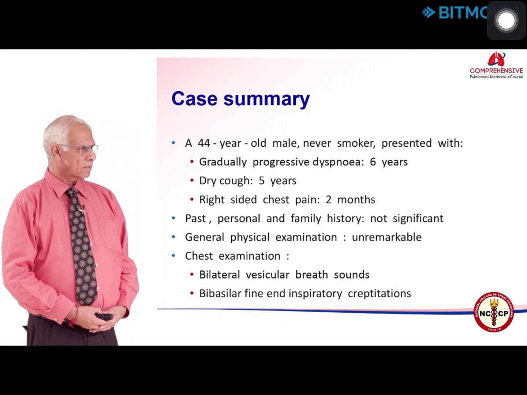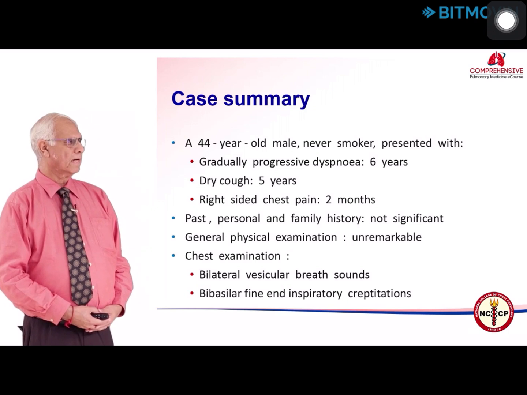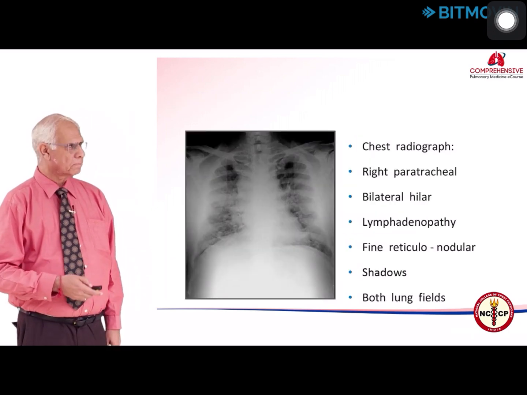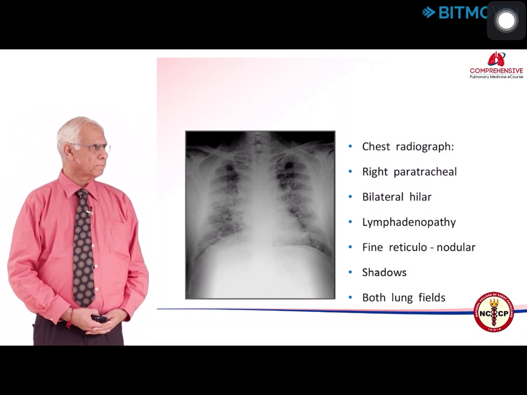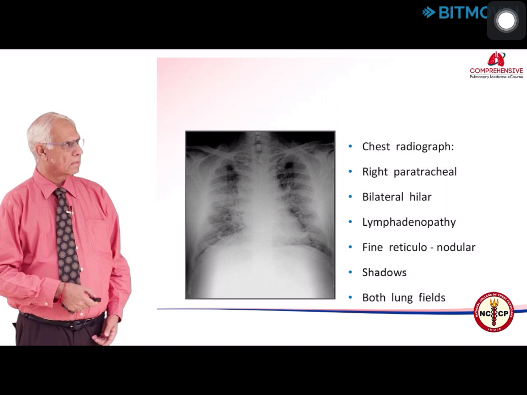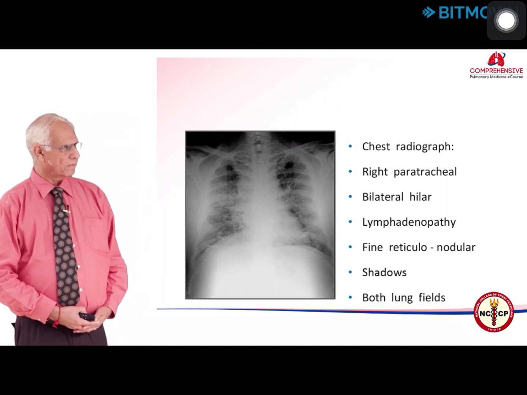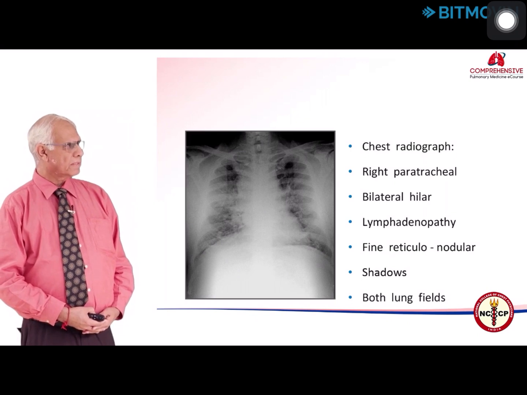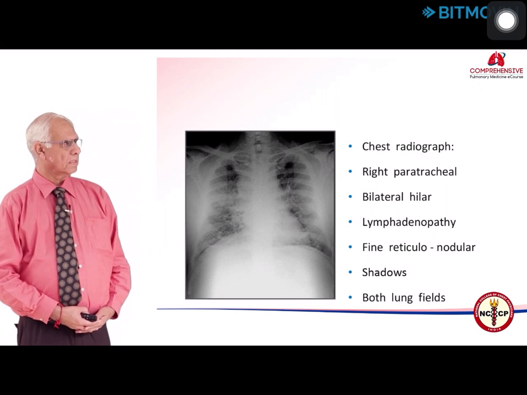On auscultation, we found bilateral vesicular breath sounds with bibasilar fine end-inspiratory crepitations. This was the chest radiograph at presentation. We had a right paratracheal shadow and bilateral hilar lymphadenopathy also. Fine reticular nodular shadows in both the lung fields, and this would, in my opinion, be suggestive of the 1, 2, 3 sign or the Garland sign.